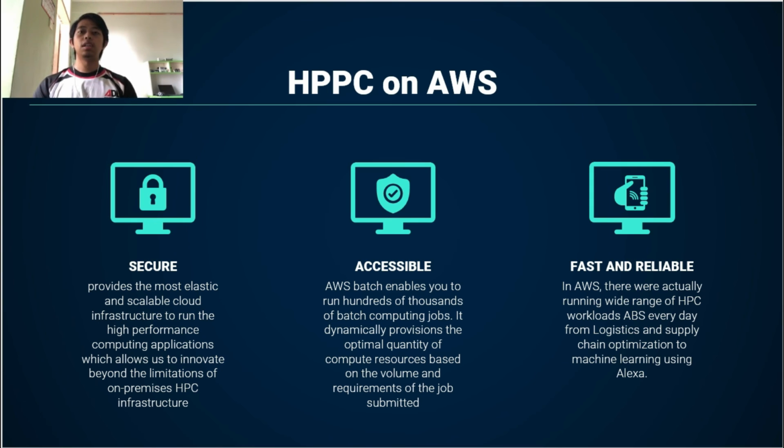In AWS, they are actually running a wide range of HPC workloads every day, from logistics and supply chain optimization to machine learning using Alexa. AWS also designs its own data centers and proprietary networks, as well as its own server design. They also have their own semiconductor team that designs chips for the next generation of infrastructure for AWS.